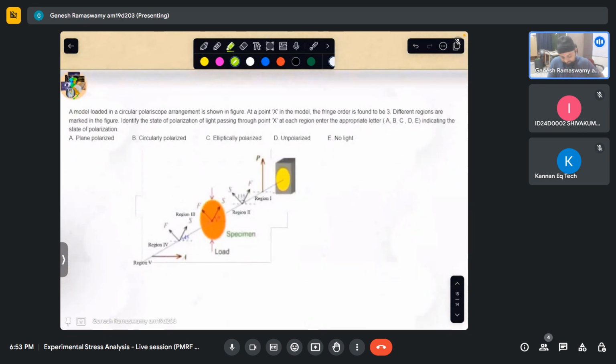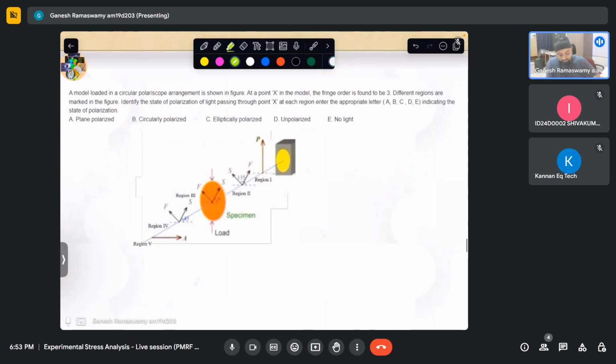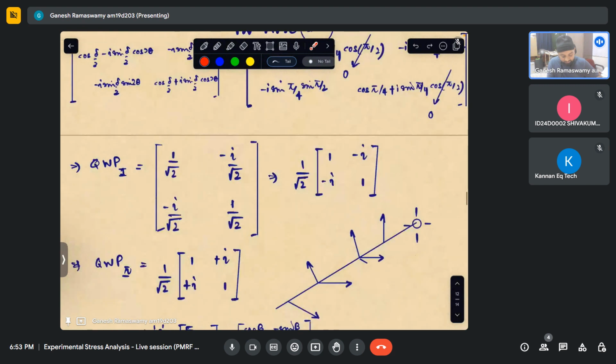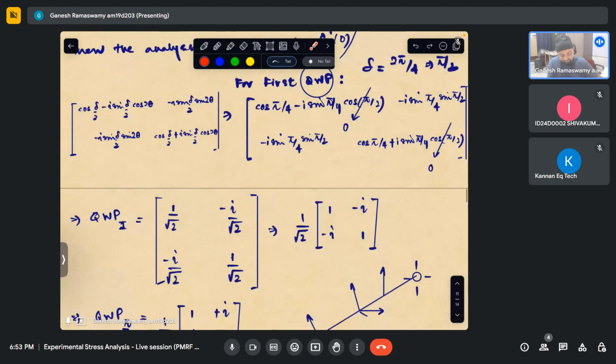So let us look at this question. A model loaded in a circular polariscope arrangement. So we have already been given that it is a circular polariscope, where we are able to see there are two quarter wave plates, out of which the first one's slow axis is at 135. Here we took the first one's slow axis at 45 degrees. There it is at 135.